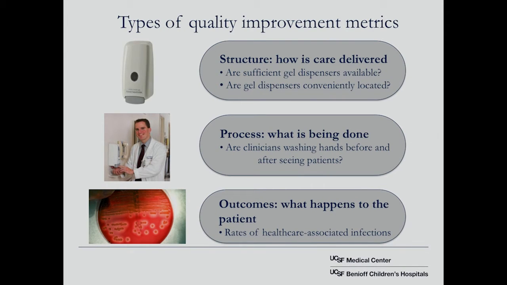Structural measures refer to how is care delivered. Process measures refer to what is actually being done at the point of care. Outcome measures refer to what ultimately happens to the patient. So in this example, the rates of healthcare-associated infections.